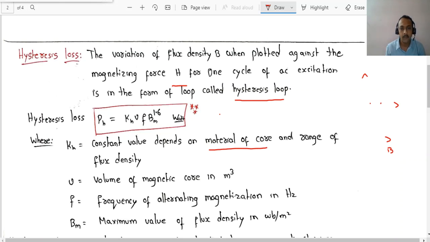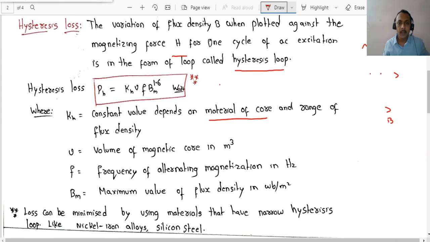f indicates the frequency of the alternating magnetization in Hz, and Bm indicates the maximum flux density expressed in Weber per meter square. So this formula is very important, dear students. The hysteresis loss Ph equal to Kh V f Bm power 1.6, and the units are watt.